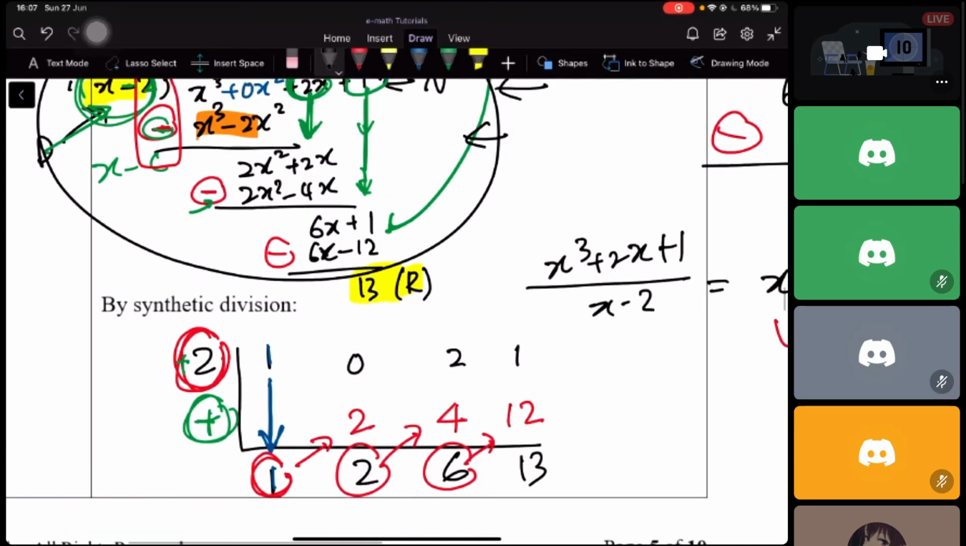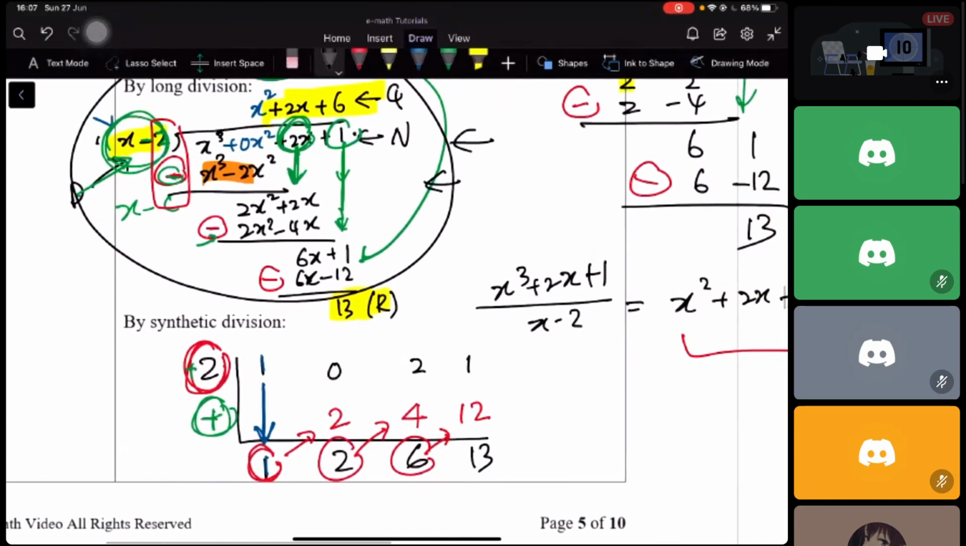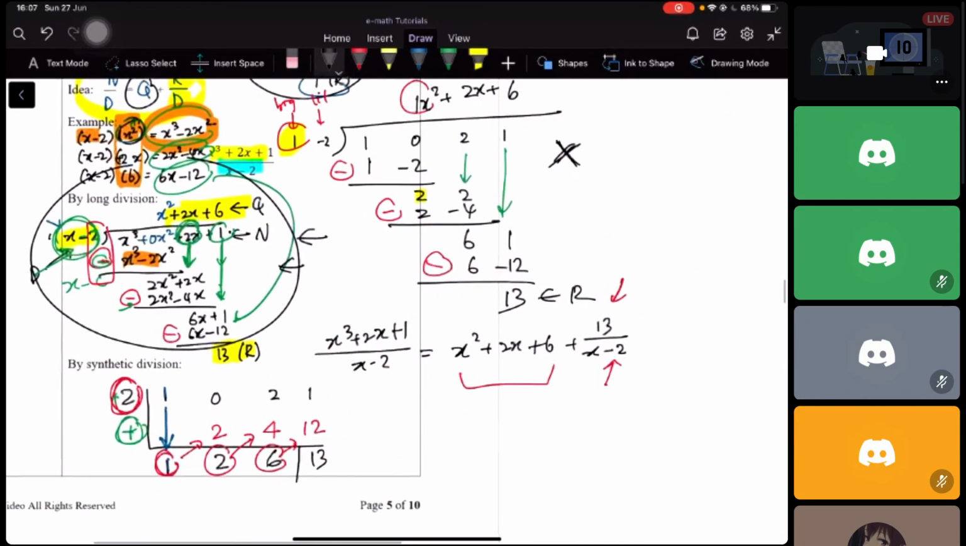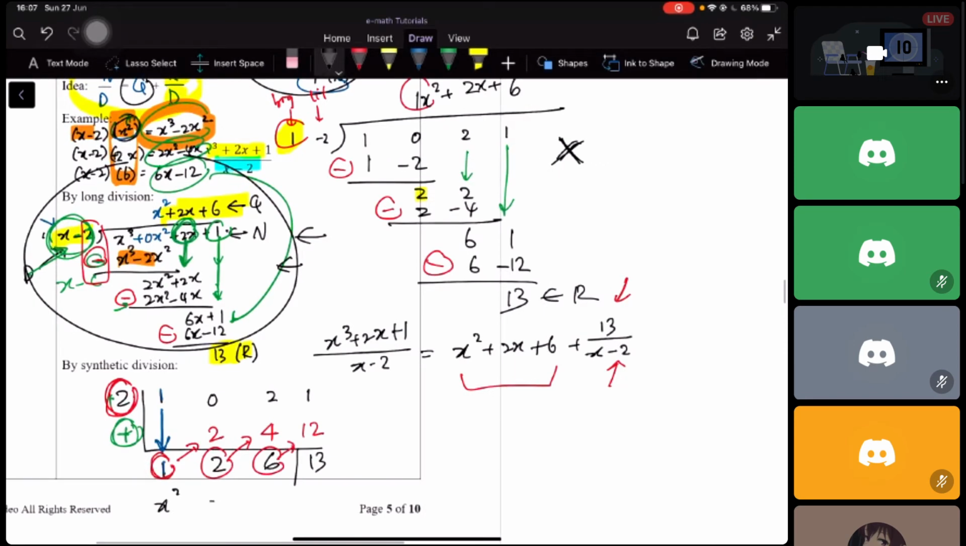And then you go and look at the line you draw here. Do you notice that these are also the coefficients of x squared, x, and x to the power 0, and this is the remainder? So this also tells you that this is x squared plus 2x plus 6 plus remainder over denominator. So this is by synthetic division.